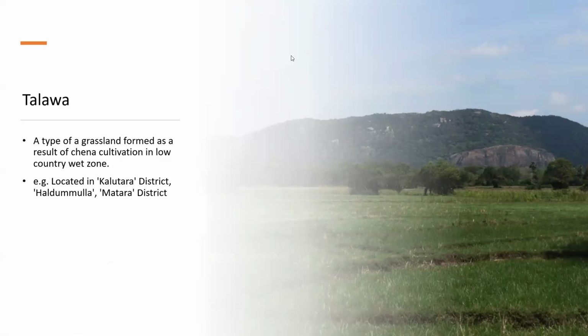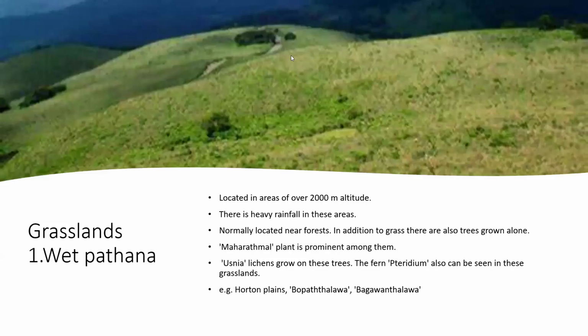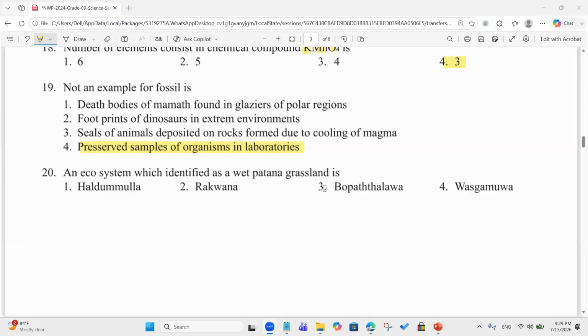So now tell me what's the answer. The question is wet Patana grassland, where you can find wet Patana grassland. These are the 3 examples given: Horton Plains, Bopattalawa and Bhagavantalawa. Has it been given in the question? See? Yes, we have Bopattalawa, so you can take it.